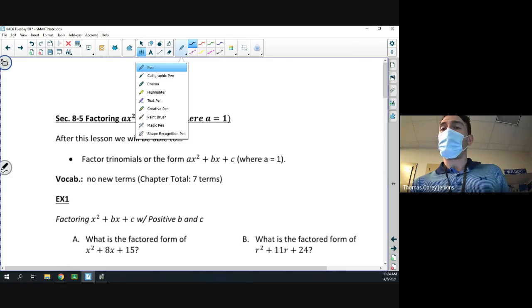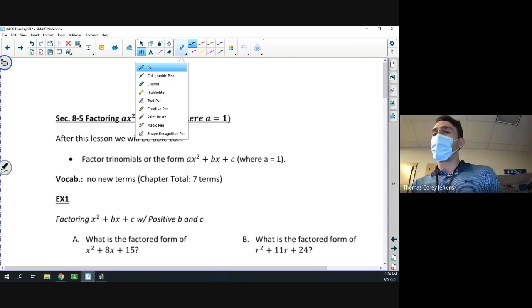Let's go with, so your learning target is to be able to factor trinomials of the form ax squared plus bx plus c, where a equals 1. So if a equals 1 there, it just looks like x squared. It doesn't look like ax squared, okay?